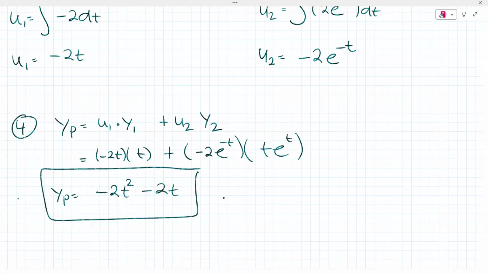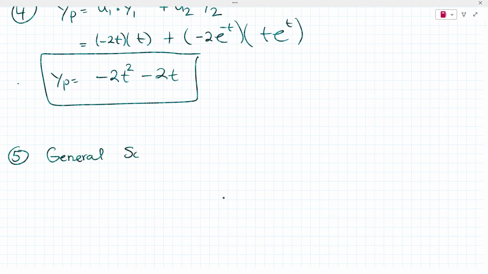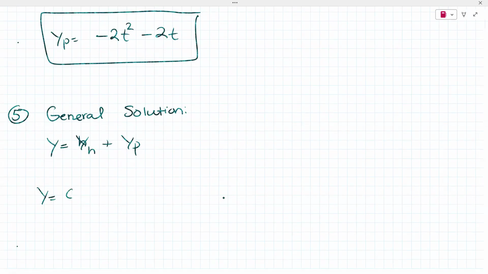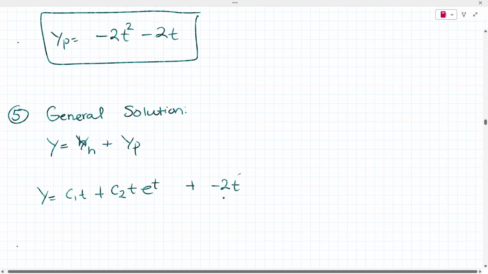Step 5, find the general solution. So my general solution is going to be y equals yh plus yp. And we have everything we need. My yh was c1t plus c2 t e^t, plus my yp, which is this, -2t squared minus 2t.